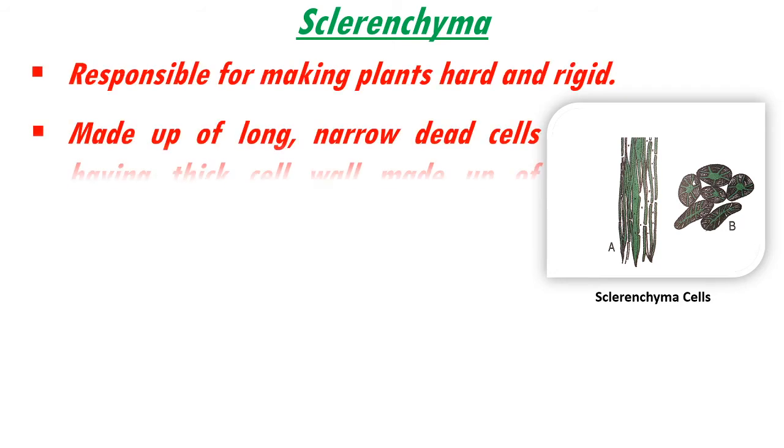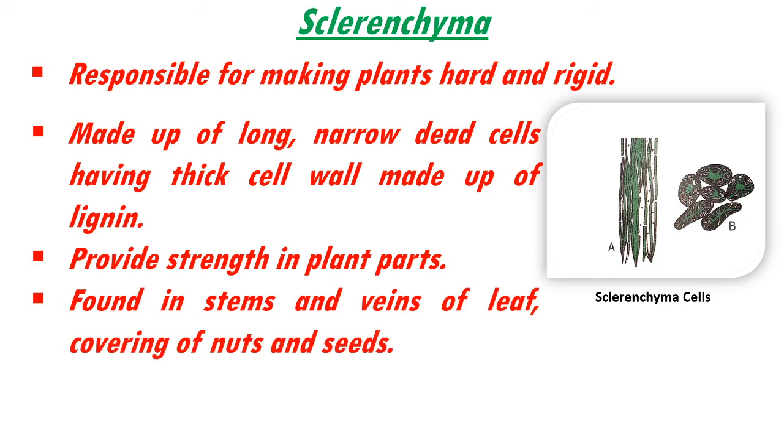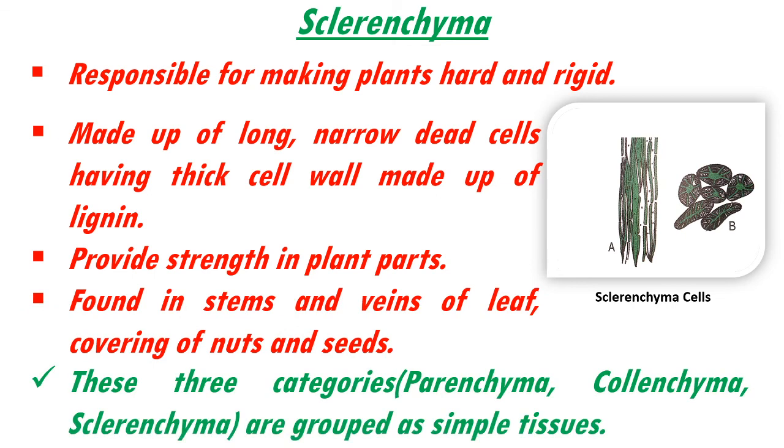Third supportive tissue is Sclerenchyma. They are responsible for making plants hard and rigid. These are made up of long, narrow, dead cells having thick cell wall made up of lignin. They provide strength to plant parts. Sclerenchymatous cells are found in stem and veins of leaf, covering of nuts and seeds. These three categories are grouped as simple tissues.